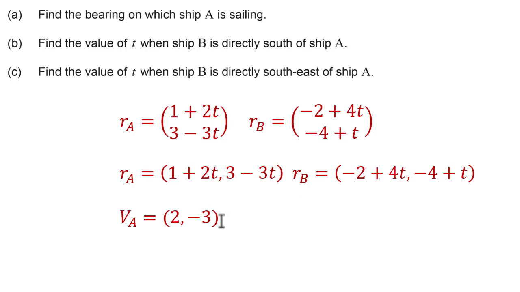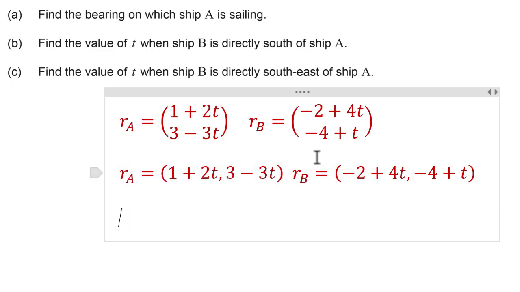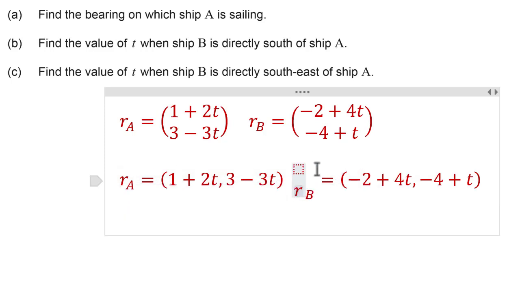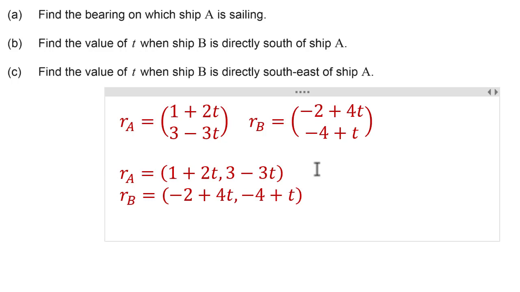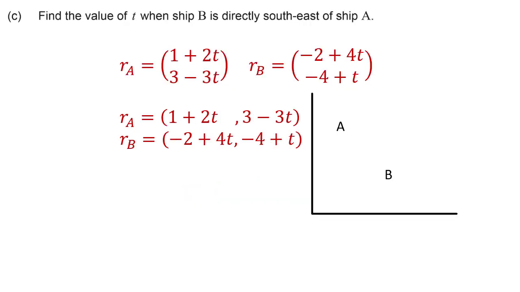The next one is, it says that this point, B, is directly south of A. I'm just going to line them up a bit. So we've got a coordinate of A and a coordinate of B. What does it mean that B is south of A? Well, it means that they have the same x-coordinate. So put those 2 things equal to each other.